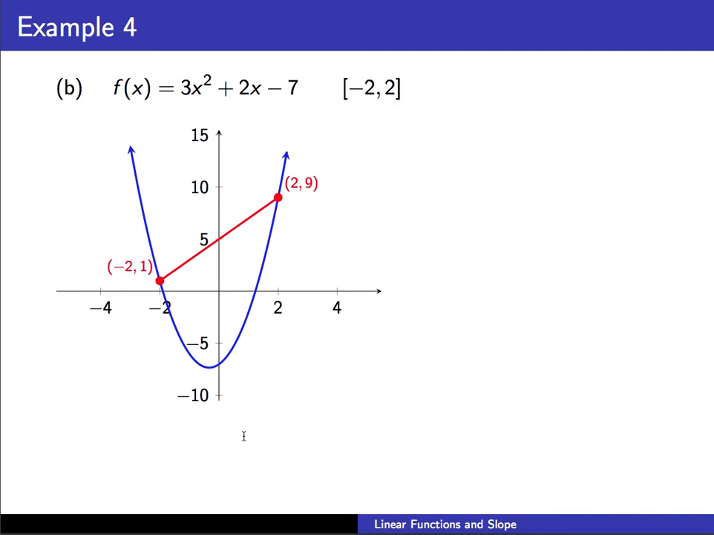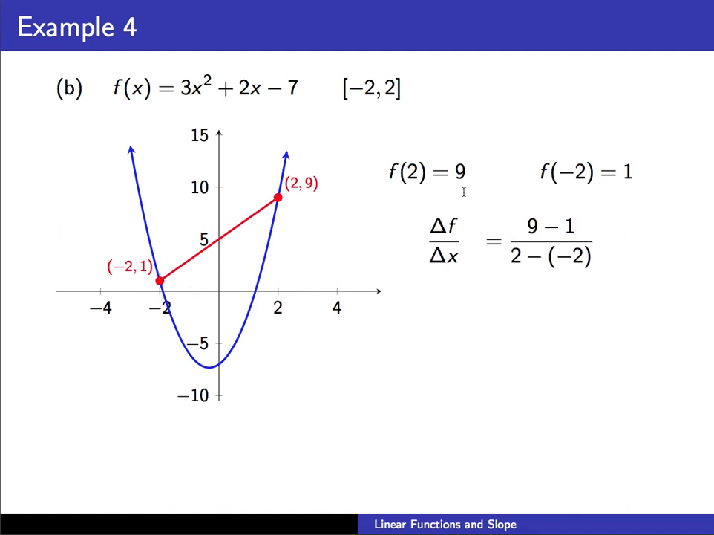So part B here, we have the function 3x squared plus 2x minus 7. We're going to go between x is negative 2 and x is positive 2. So if we plug in negative 2 into our function, we get 1. If we plug in a positive 2 for our function, we get 9. So what's the slope of the line connecting those 2 points? What's the slope of this segment?